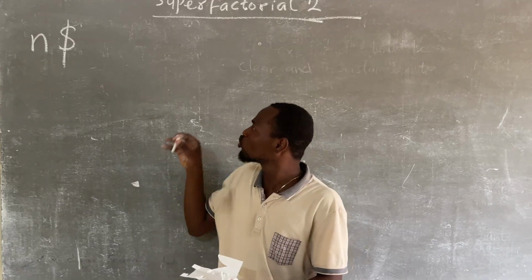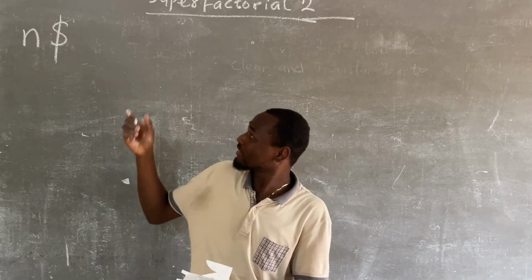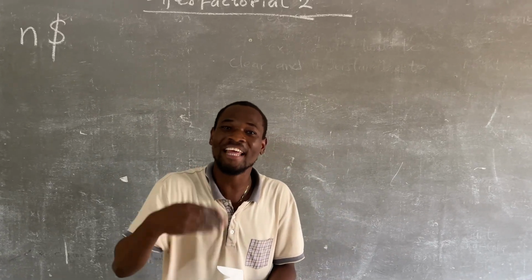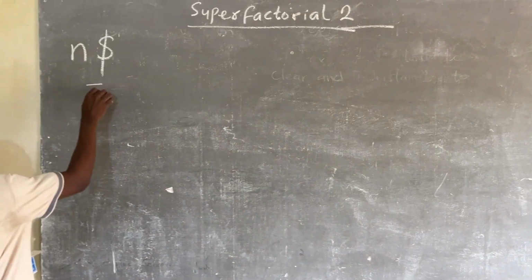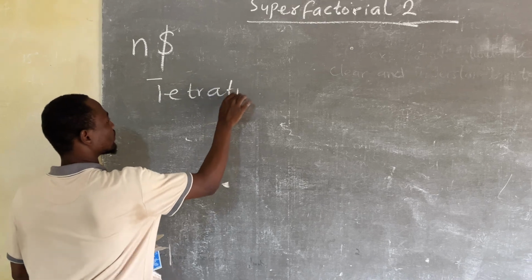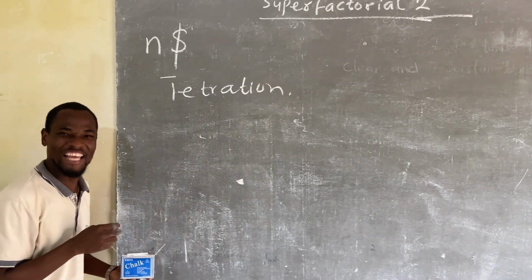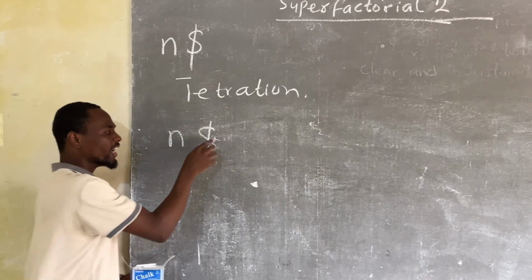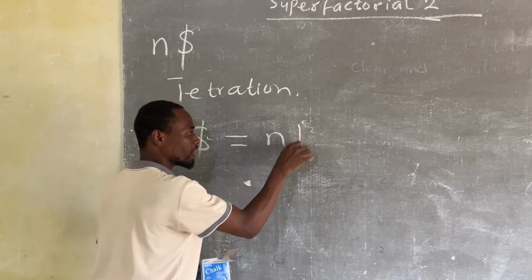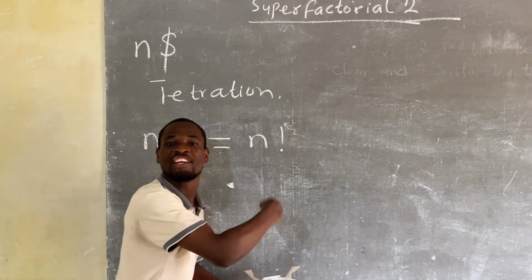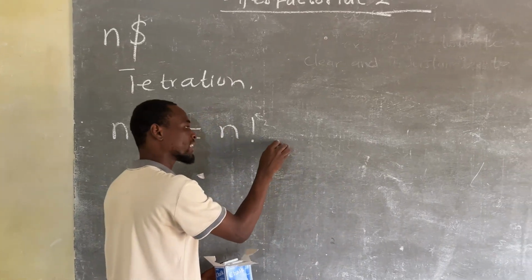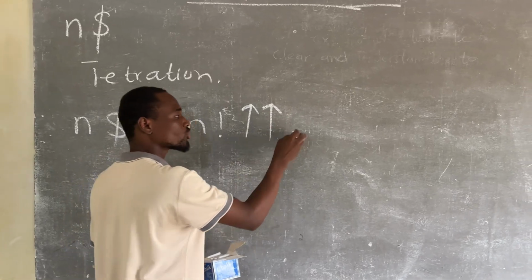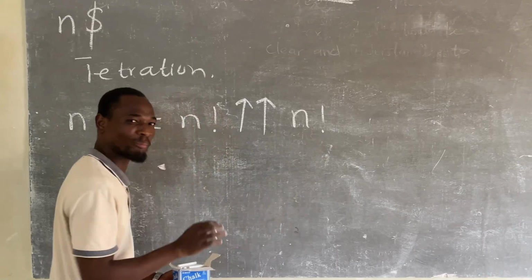Now the difference between this superfactorial and the very first one is this. For this type of superfactorial, which is the superfactorial 2, we are going to deal with what we call tetration. So superfactorial of n, which is denoted by this, is given by n factorial tetrated to n factorial. As simple as that.